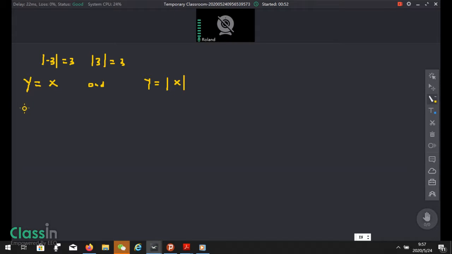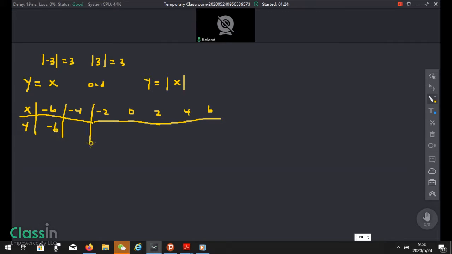Well, there's a simple way to sketch it. If we pick any value of x, maybe from -6, -4, -2 to 0, 2, 4, 6, for example. There are many ways of solving it. I just want to use this for illustration. Since y equals x, the y values also remain the same as -6, -4, -2, 0, 2, 4, 6.